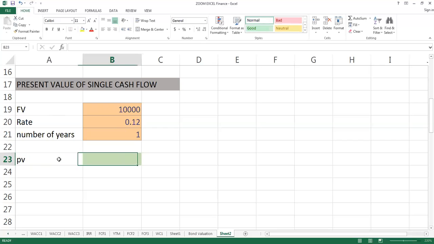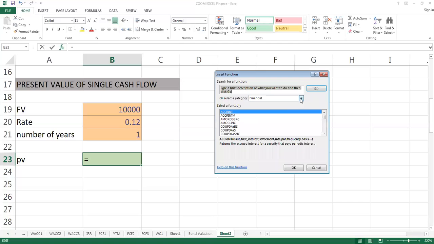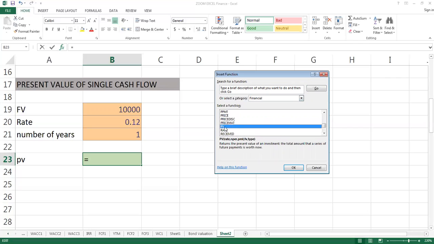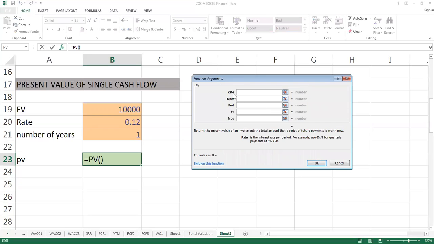To get the present value, I will again go to the functions and now I will search present value in financial. Look, this is present value. Now the first row is demanding rate. So I'm giving again cell reference. Number of years is how many years you are interested in. Future value is the amount that you will have after a certain number of years.